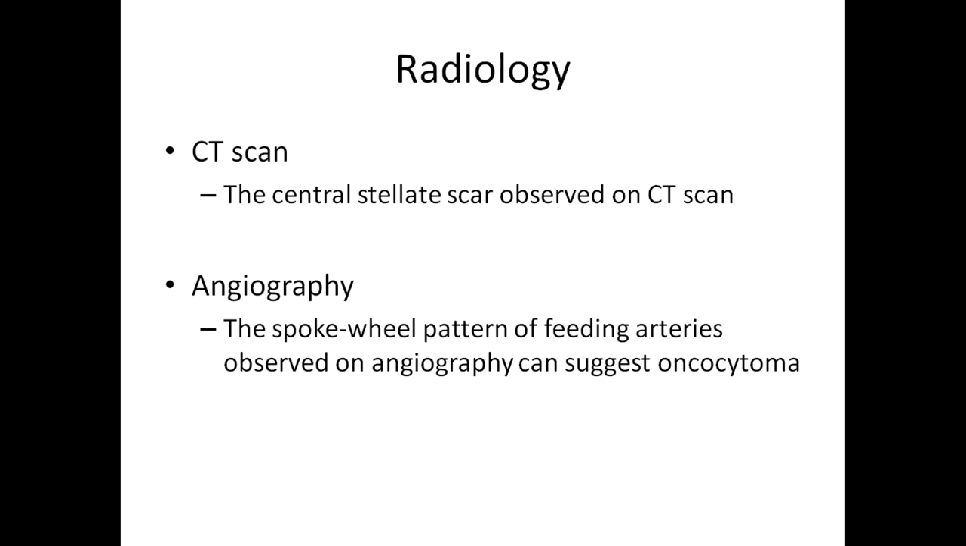If you take a CT scan, if you're lucky, you might see a central stellate scar, a star-shaped scar. And if you do an angiography, you can see a spoke wheel pattern of the feeding arteries, which is very classical of oncocytomas. But having said that, even if you have a strong suspicion of oncocytoma, and you can even say this may not be renal cell carcinoma, the option for you is still just like a renal cell carcinoma.